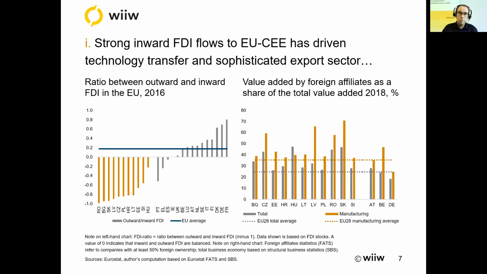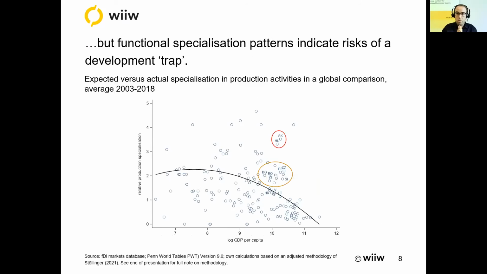And we see then on the right, one of the implications of that is that foreign firms account for a huge share of value added in the EU member states of Central and Eastern Europe. And that's especially the case in manufacturing. So the gray bars are total economy, orange bars are manufacturing, and then the dots are the EU average for each one. So you can see basically the whole of Central and Eastern Europe, especially in manufacturing, the share of foreign firms in value added is much higher than for the EU as a whole.